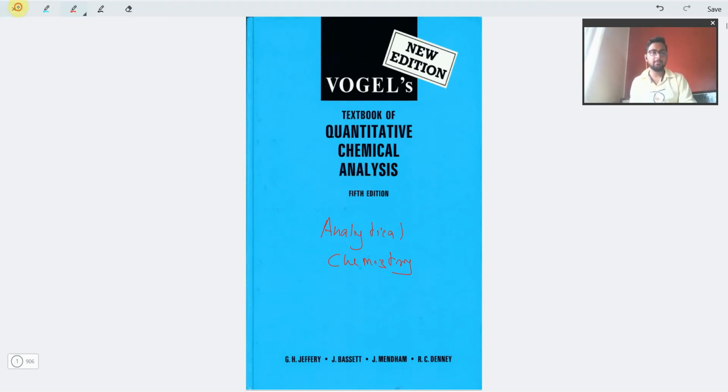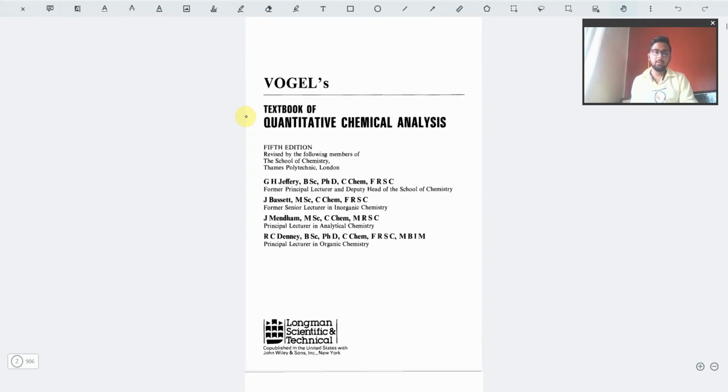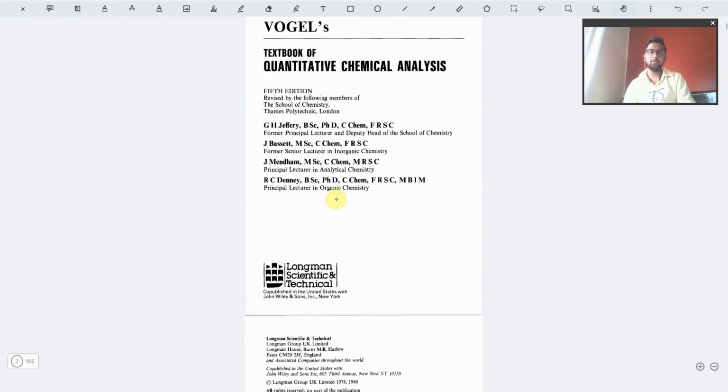There are many writers of this book, four basically. This is the fifth edition. The writers are G.H. Jeffery, the former principal lecturer and deputy head of the School of Chemistry; J. Bassett, former senior lecturer in organic chemistry; J. Mendham, the principal lecturer of analytical chemistry; and R.C. Denney, the principal lecturer in organic chemistry. So you can see that two inorganic and analytical chemistry persons have written this book, and one organic chemistry scientist has written this book.